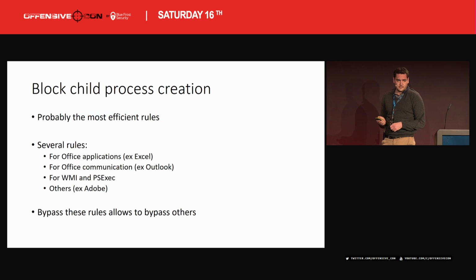So, block child process creation. This is a set of rules which implement that, probably the most efficient rules. When you enable this policy, you can prevent Office applications from creating a child process, meaning basically, you prevent any kind of malware attack that's ongoing in the wild. You can also prevent Office communication applications like Outlook from spawning child processes. You can prevent WMI and PSExec from spawning child processes, and I think a lot of pen testers will not like that. There are other rules like Adobe, but I'm not going to talk about them, but the bypass is pretty much the same. These rules are very powerful, but if you can bypass them, it's easy to bypass other rules because you can always drop an executable which does the work.